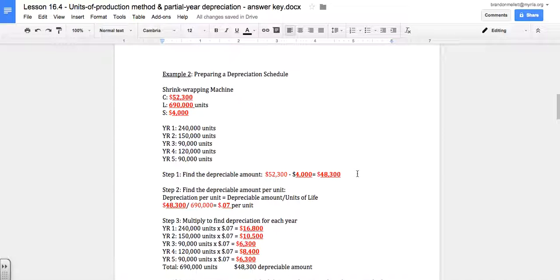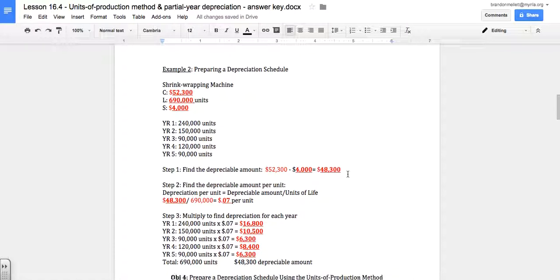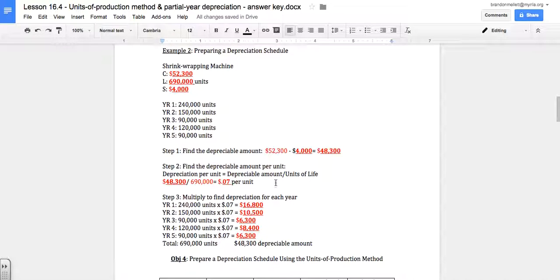So step 1, find the depreciable amount. We take our cost minus salvage, and we would get $48,300. Then from here, we're going to use our formula, our depreciable amount divided by the units of life, and we would find out for every unit that is being used, it costs 7 cents.